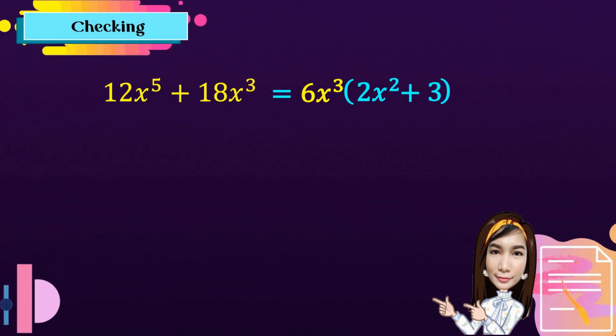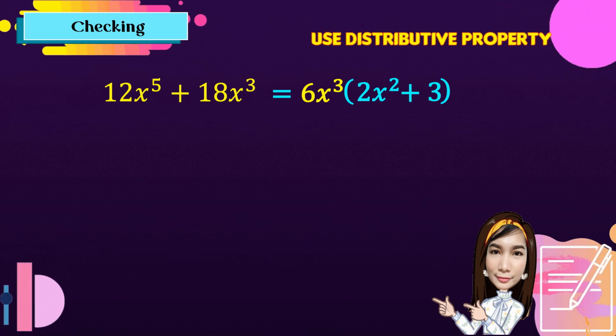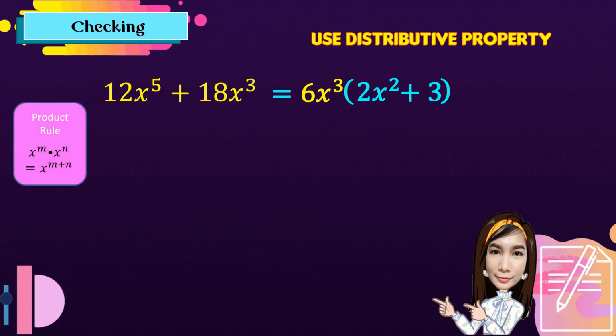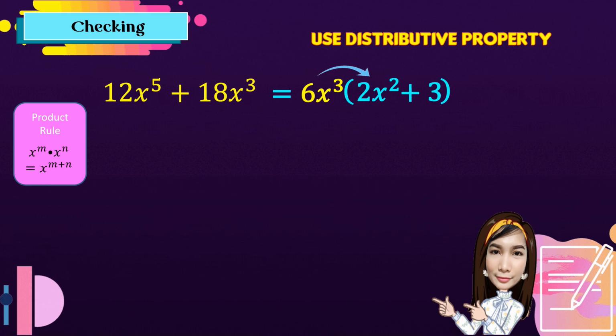To check if your factored form is correct, use distributive property. We are going to multiply the common monomial factor to each term of the polynomial. So we need to apply the product rule on the literal coefficient with the same base or variable. So we just copy the base and add the exponent. Now first, we're going to distribute the common monomial 6x cubed to the first term, 2x squared.